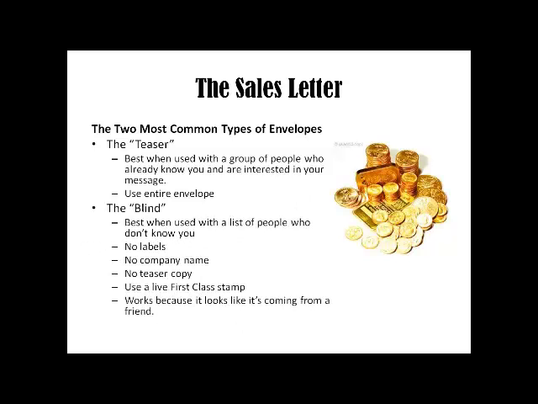Very powerful. The blind envelope is like sending a number 10 envelope with no return address, or at least an address with your name not on it. Best when used with a list of people who you do not know. You don't use a label. You don't use a company name on your return address. No teaser copy. Use a live first-class stamp. Best if put on a little messy, meaning tilted a little bit, because it looks like someone actually stamped it. And it works because it looks like it's coming from a friend.